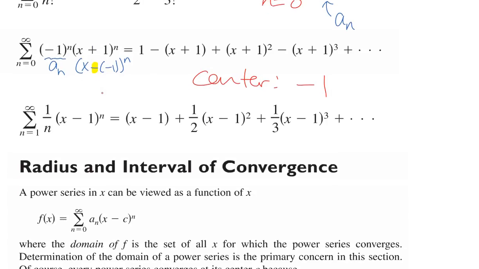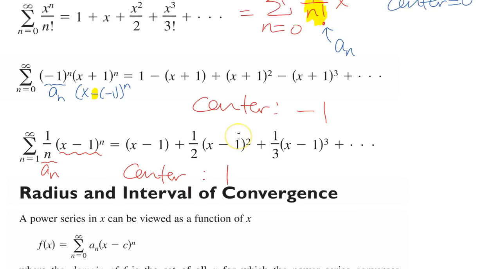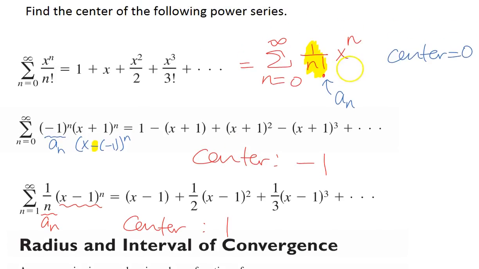How about this? So this is your an, and look at this, the center for that is 1. You have now found the centers of 3 different power series. Here, the center is 0 because it is x minus 0 to the power n, so c is 0. Here the center is negative 1, and here the center is 1.